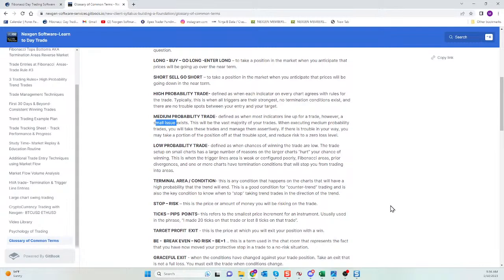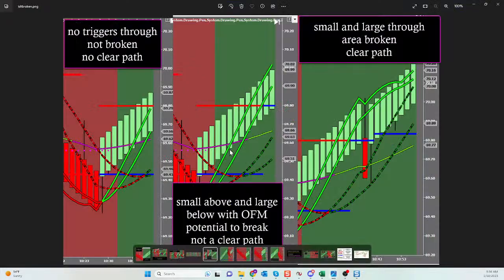And when you're executing medium probability trades, you're going to take them and manage them assertively. Your ability to read your charts, the lessons that you're learning on that high probability trade are going to teach you to recognize the issue. It's going to allow you to manage assertively. It's going to have you identifying the trouble in your way. It's going to let you get to break even and take off a portion of your profits. Guys, your first medium probability trade revolves around termination conditions. When your small triggers break through an area with odds favorable momentum, that area has the potential to break.